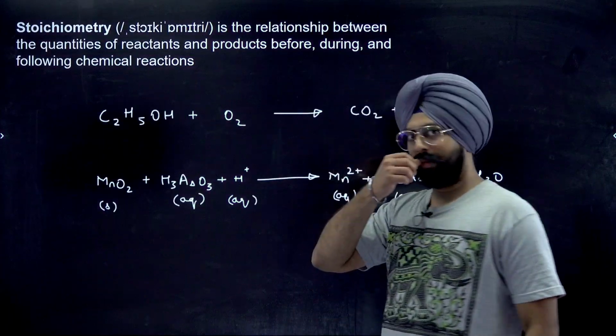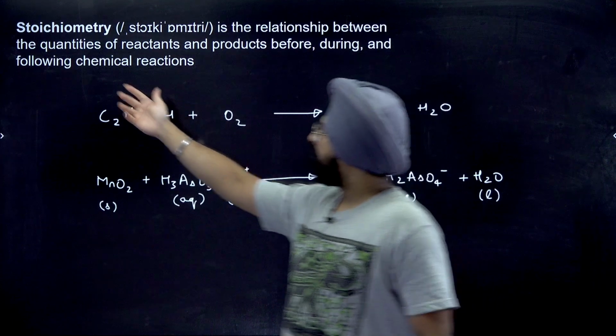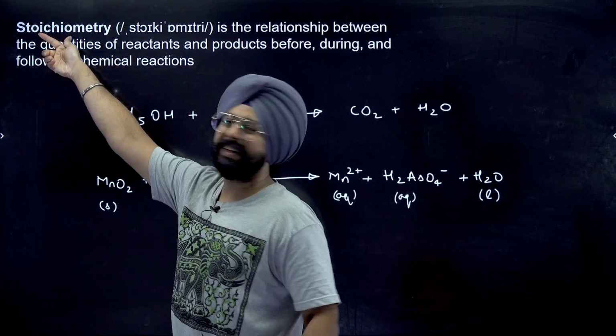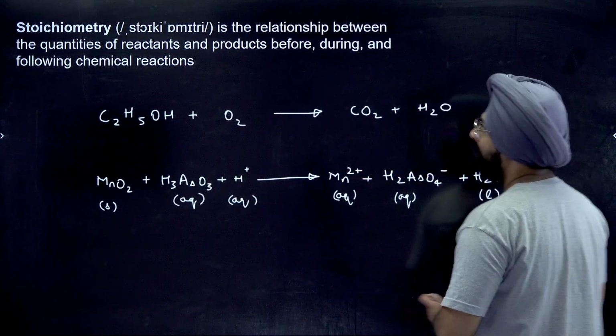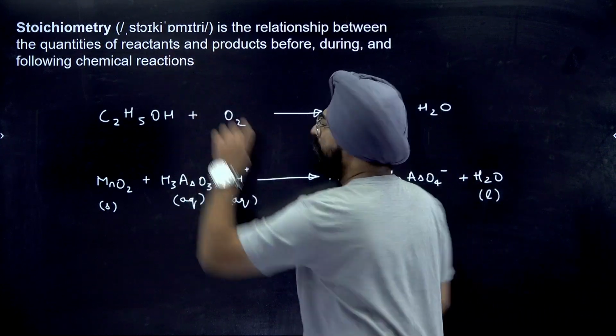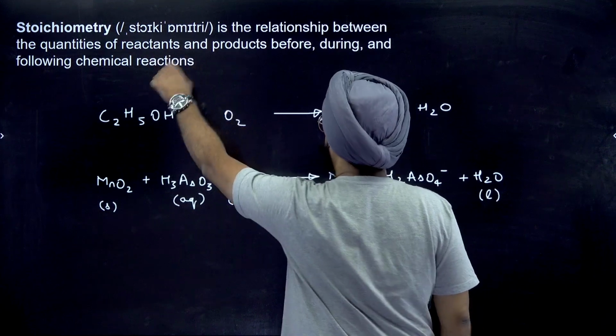topics, stoichiometry. Stoichiometry basically comes from two words. Stoichio means element and metry means measurement. So measurement of elements essentially. This is the pronunciation, stoichiometry. Phonetic, this is called phonetics.